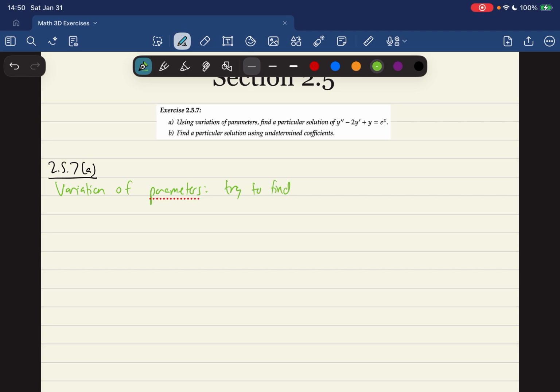So when we're doing variation of parameters for finding a particular solution, we want to try to find a particular solution y sub p of the form u1 y1 plus u2 y2, where y1 and y2 are the functions that give the general solution to the associated homogeneous equation.